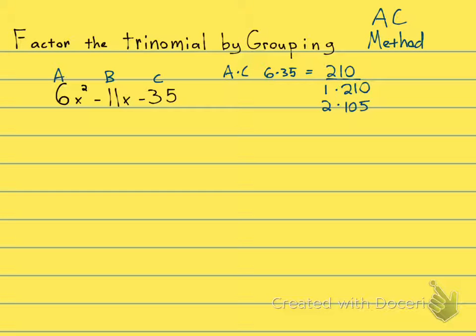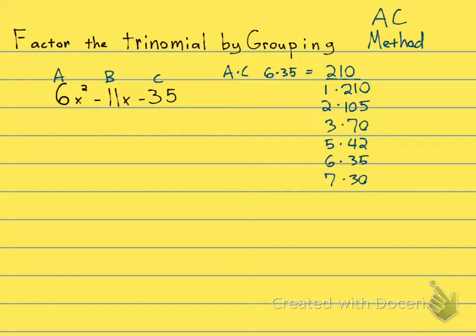Then we'll go to 3. 210 divided by 3 is 70. Let's try 4. 210 divided by 4. Nope, that doesn't work. It gives me 52.5. Let's try 210 divided by 5. 5 and 42. 210 divided by 6. 6 and 35. 210 divided by 7. 7 and 30.